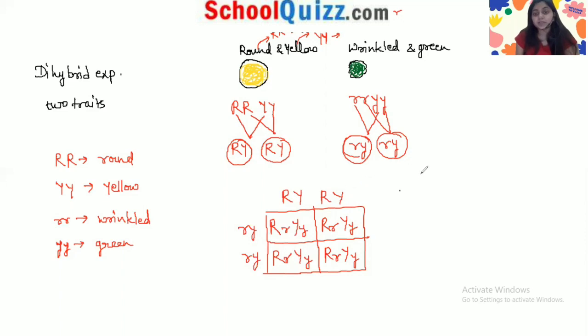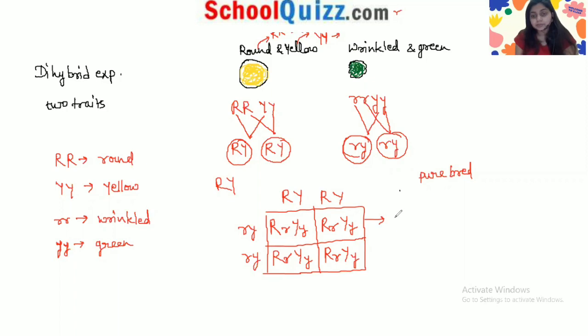Why? Because we have taken the purebred. Okay, purebred. So here you can see we are finding the round and yellow seed. Why? Because for the round and yellow seed there have to be capital R and capital Y, and in each square there are capital R and capital Y.